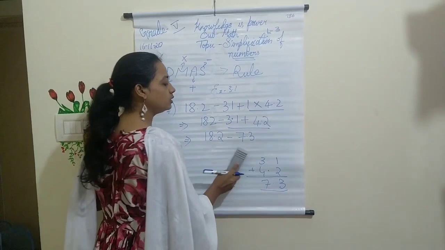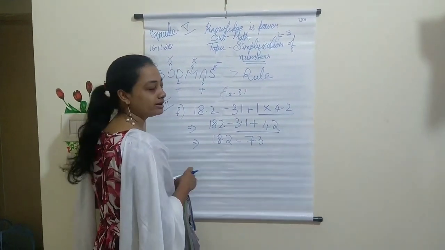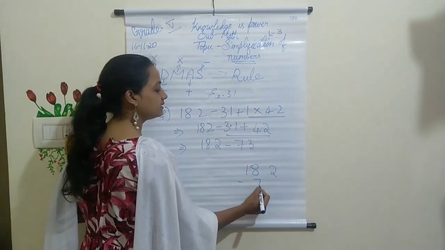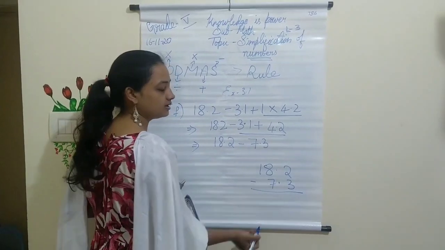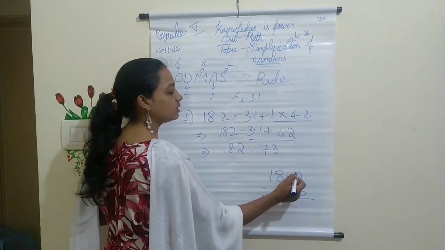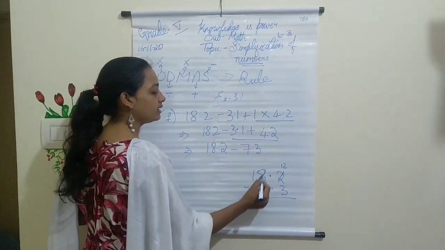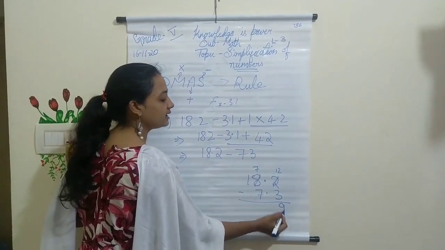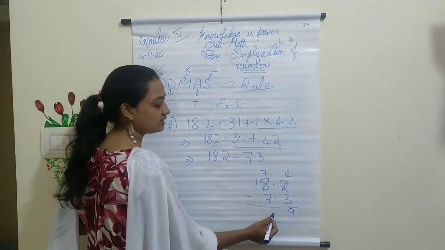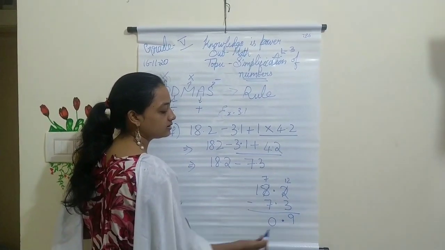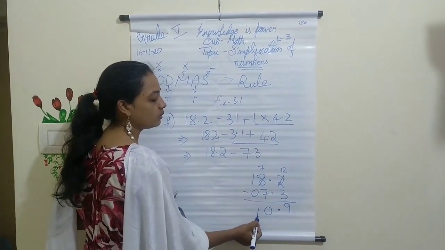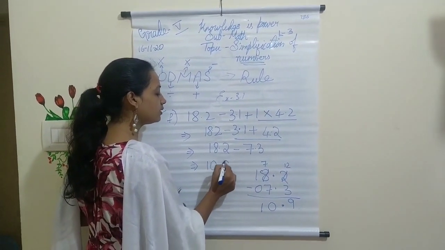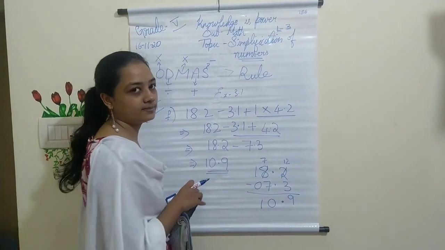So now finally I should do subtraction. So let us do subtraction. 18.2 minus 7.3. I should carry over. So 2 becomes 12. 12 minus 3 is 9. 7 minus 7 is 0. There's a decimal here. 1 minus 0 is 1. So finally I got my answer as 10.9. Highlight your answer.